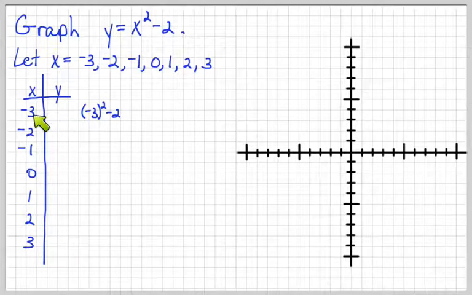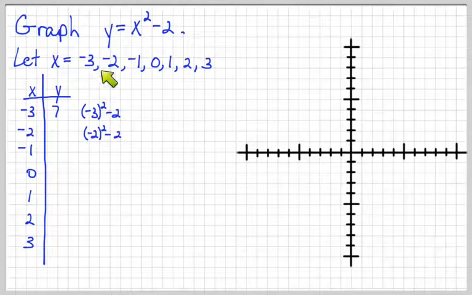And so what you do is you take your -3 and you plug it into your equation. So this becomes -3 squared minus 2. And I have that written here. So I've replaced the x with -3. Now -3 squared is +9. And 9 minus 2 is 7. So our first ordered pair will be -3, 7. But I think let's go ahead and continue creating our ordered pairs.